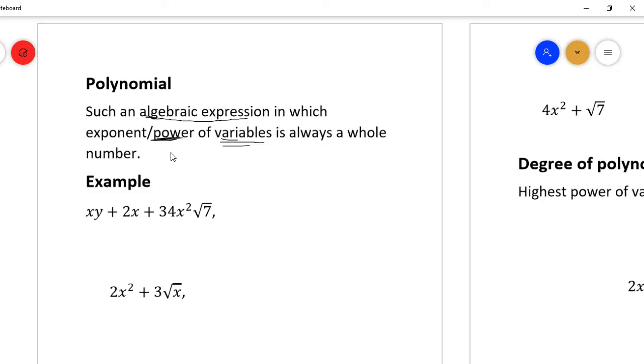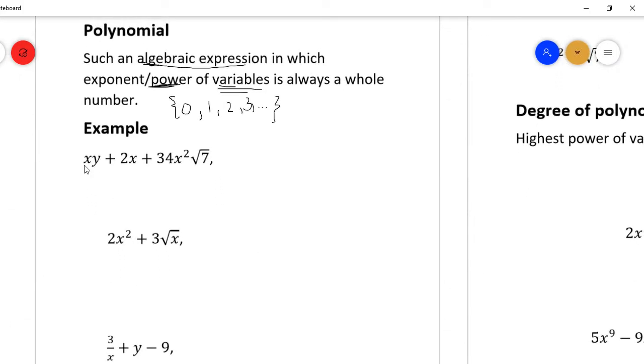You know what is a whole number? It is a set of numbers starting from 0, 1, 2, 3 and so on. It includes a zero number and positive natural numbers. Okay, so what is special in polynomial? It is an expression in which power of variable is always a whole number. So look at the examples and we'll check the definition.